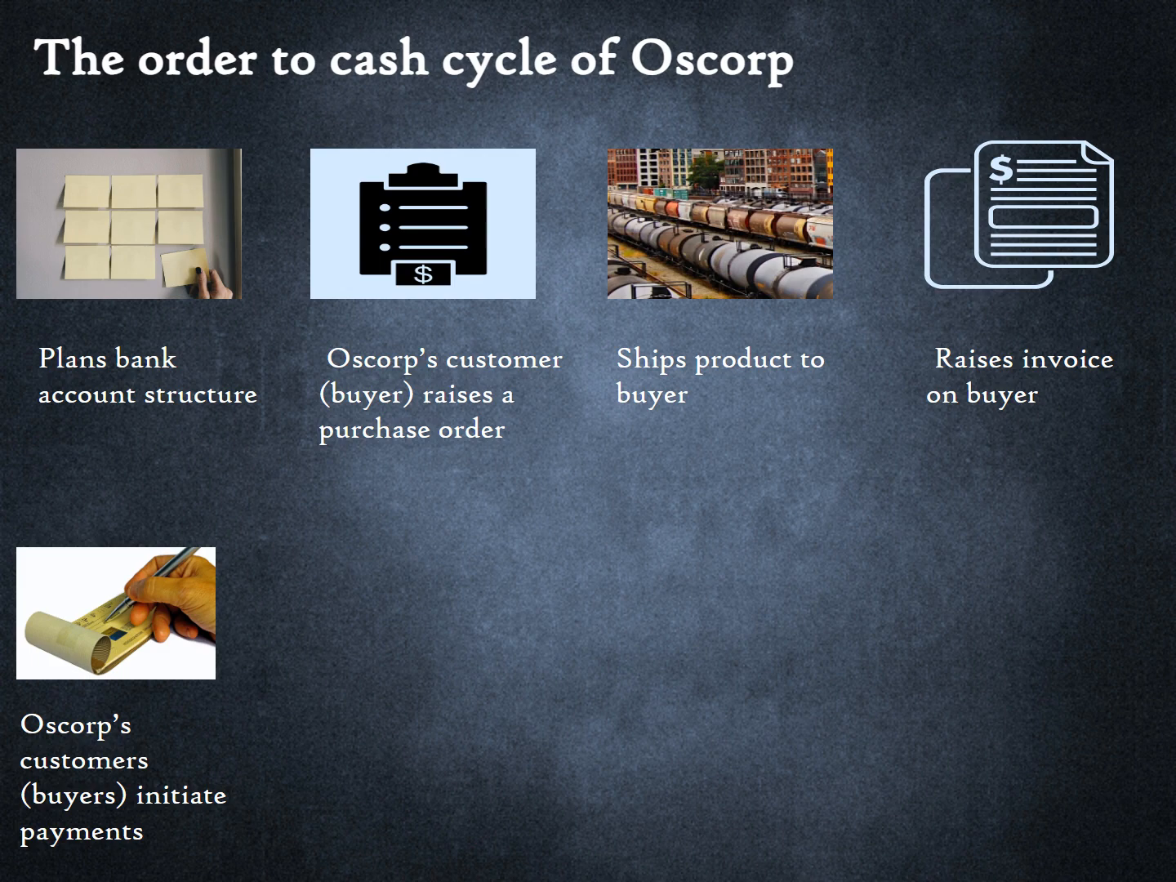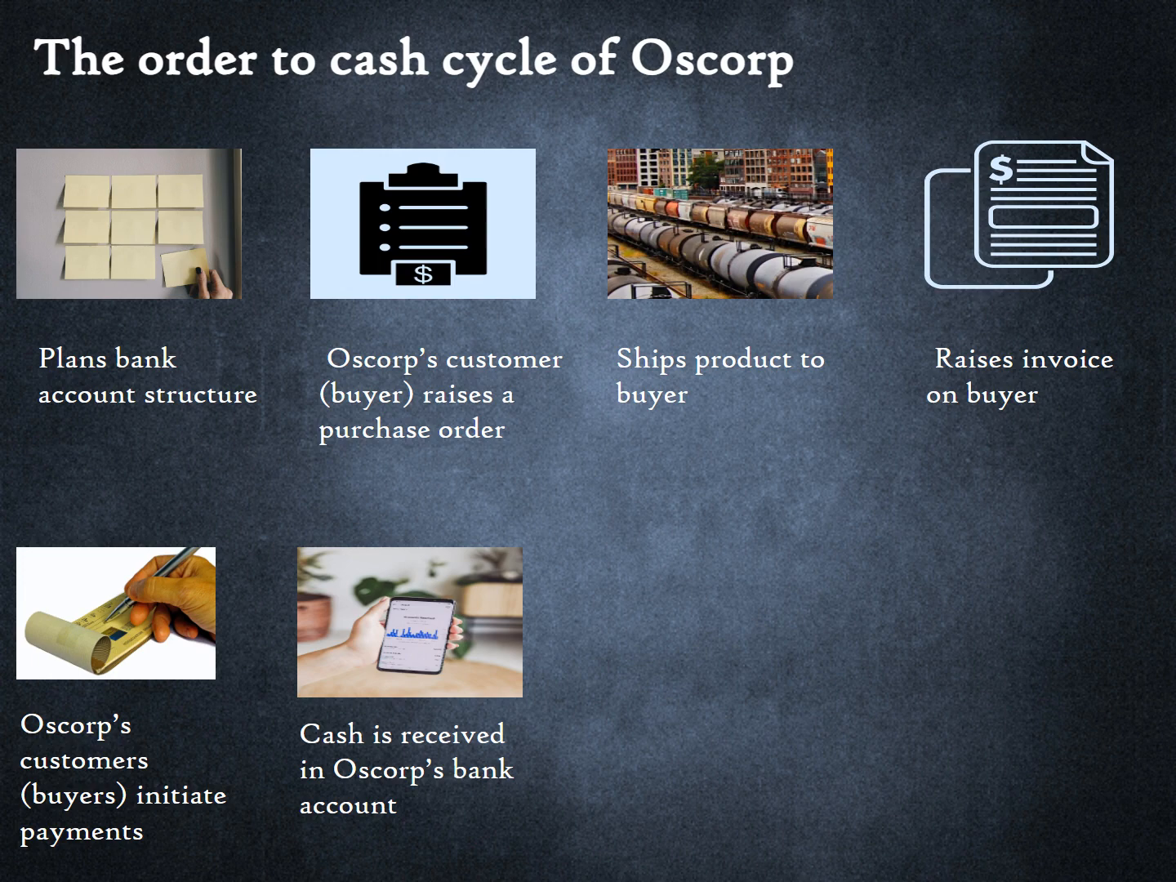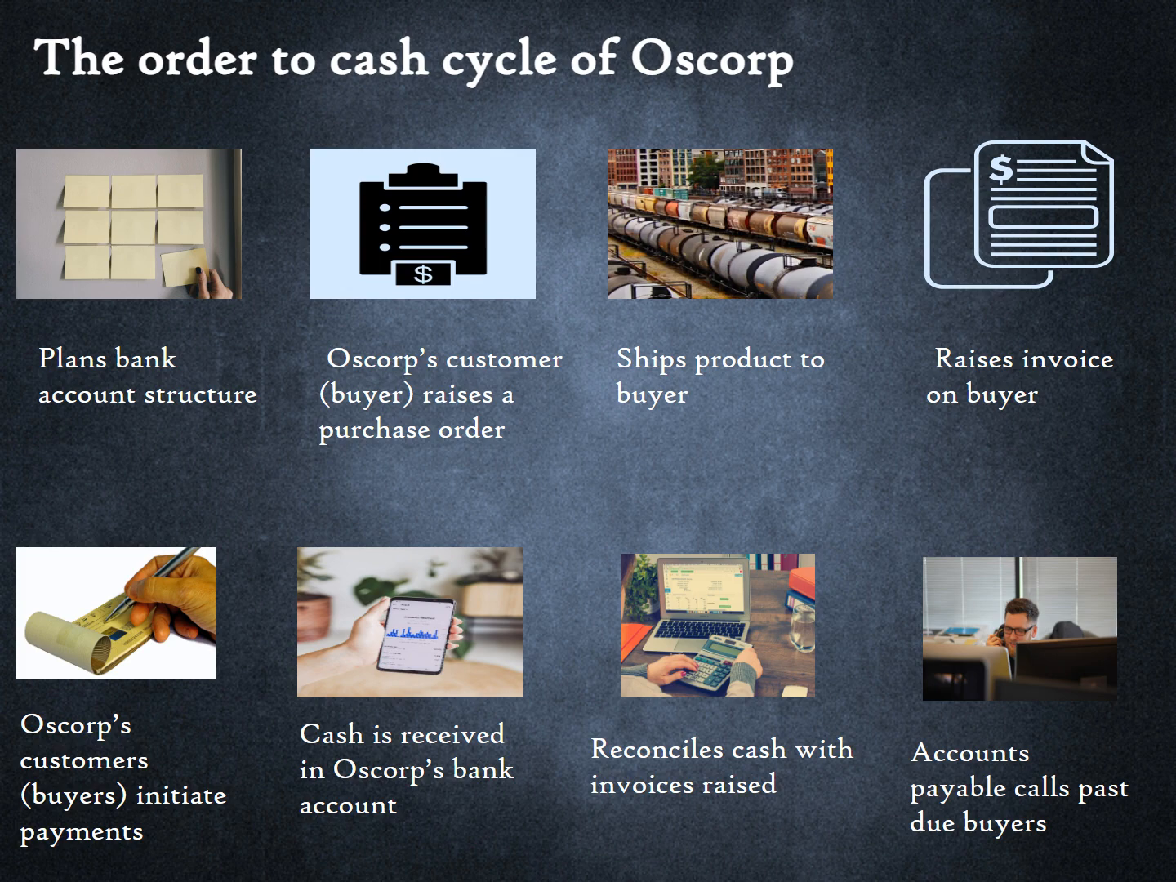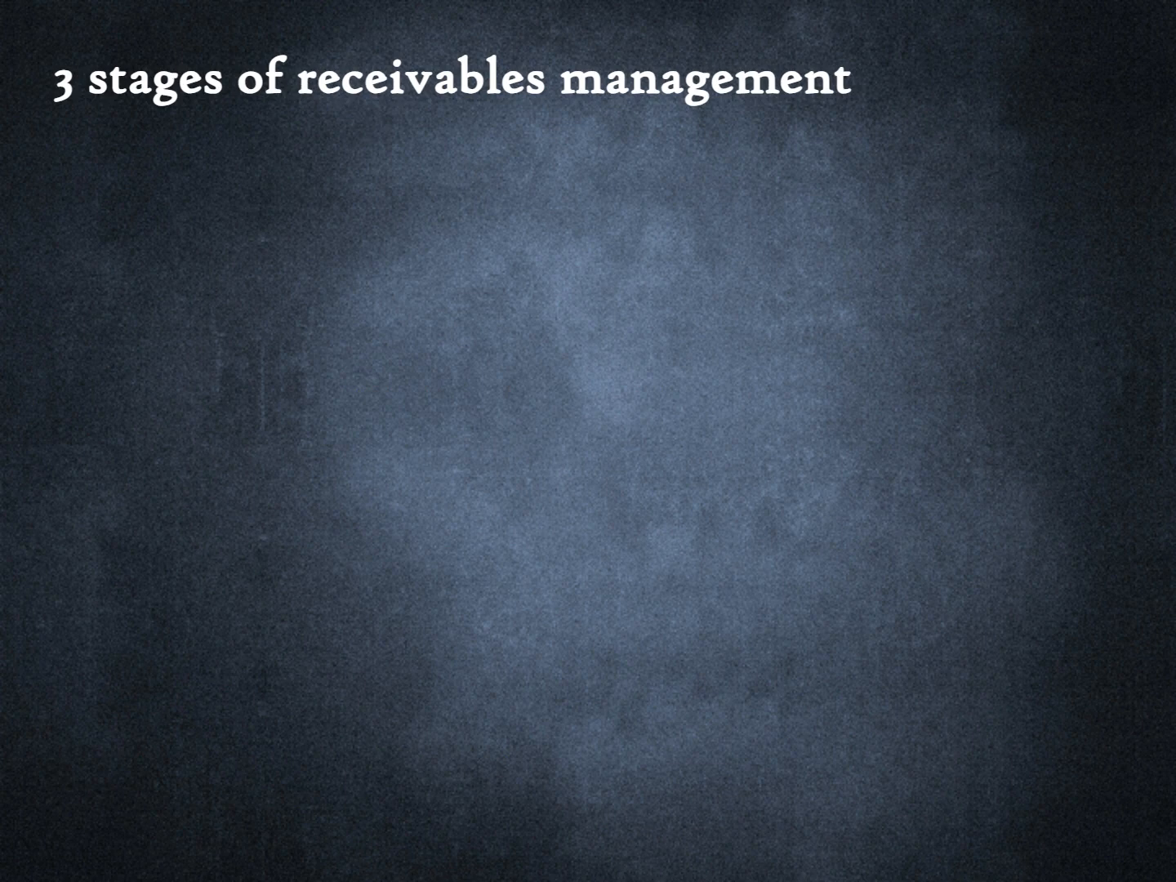Oscorp's bank receives a payment received notification from the buyer's bank and credits the payment into Oscorp's bank account. Oscorp then reconciles the payments received with the invoices that were raised. Post this reconciliation, Oscorp chases past due buyers for funds. The goal of receivable management products is to reduce the duration of the order-to-cash cycle by accelerating sub-steps within the bank's sphere of influence. Receivables management products belong to 3 different steps of the value stream.